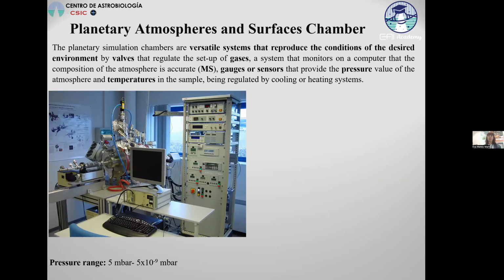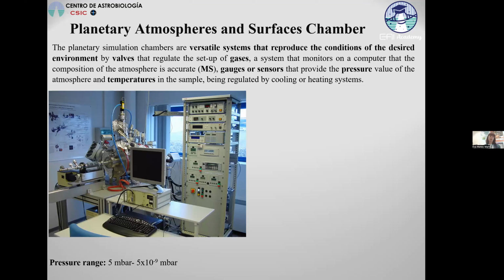But as I'm going to show, in order to make a very versatile system, when we came with the idea to build a simulation chamber, it was not to simulate only one object. We wanted to simulate the majority of the planetary objects that have low pressure and low temperature. So in order to reach all those conditions, it was a very tricky design. I'm going to explain a bit more about that: we use valves for introducing the gases, we need different gauges to control the pressure, and different sensors to control the temperature.